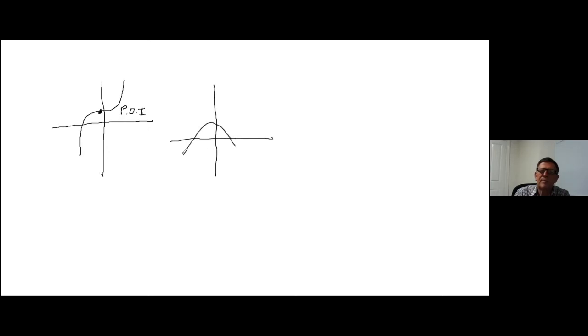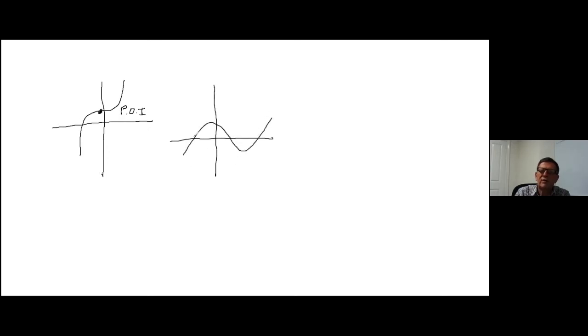Main types of graphs were, we could have a graph with a point of inflection. So I'll just call that a POI. And that only cuts the x-axis once. But we had other graphs as well. We had a graph that looked like this.